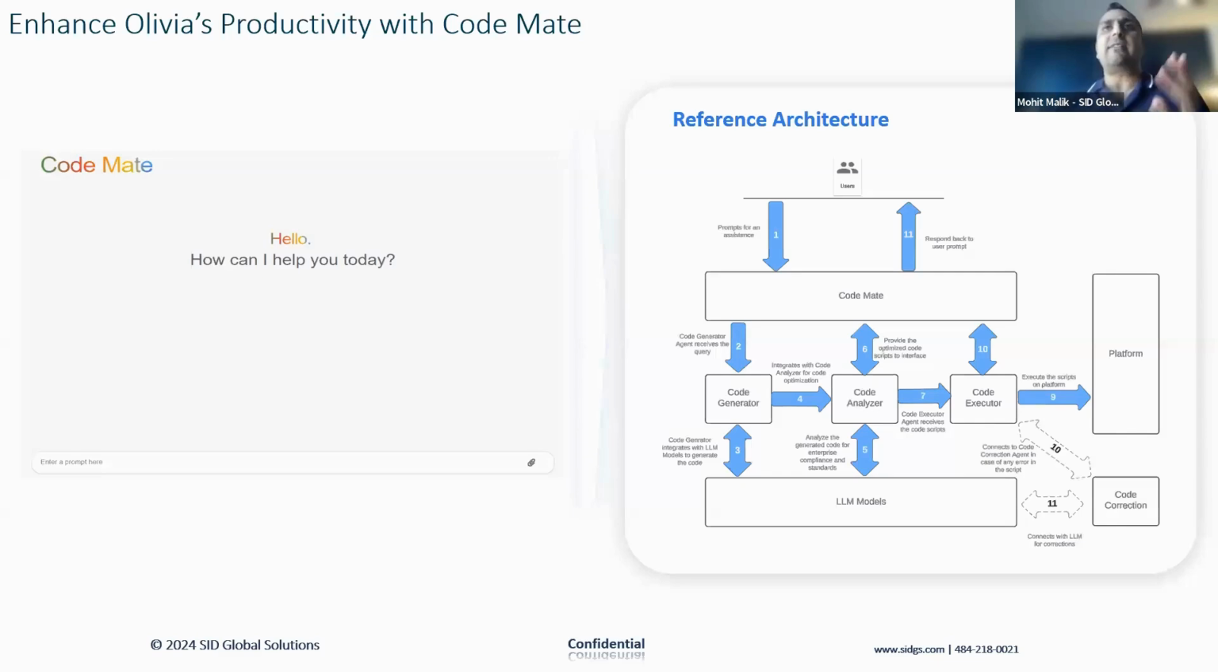So as I said, the goal for this example is to enhance Olivia's productivity. Having said that, let's move on to a real-time quick example to see how this can be done through CodeMate.